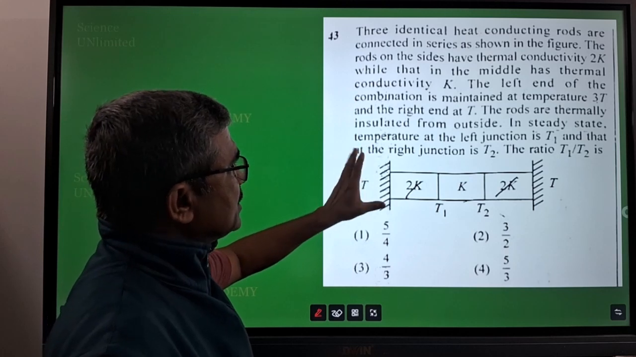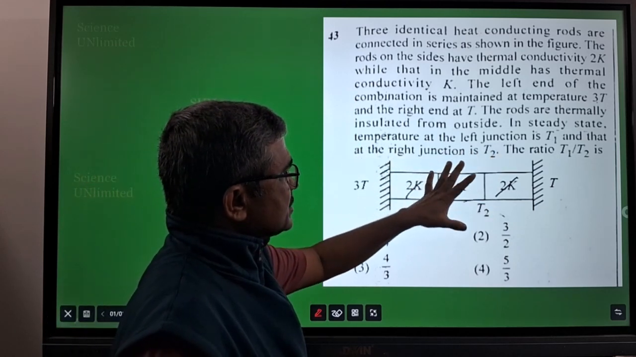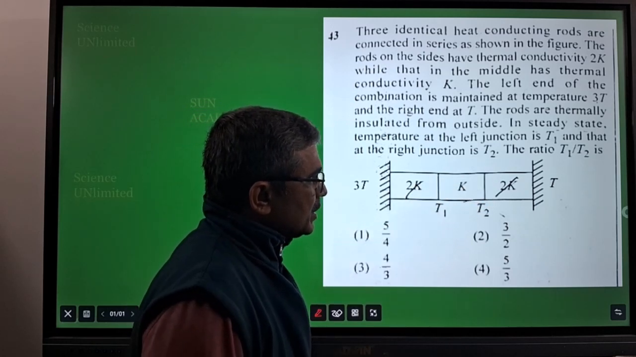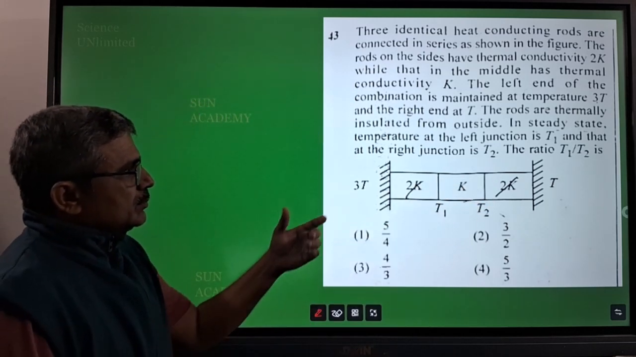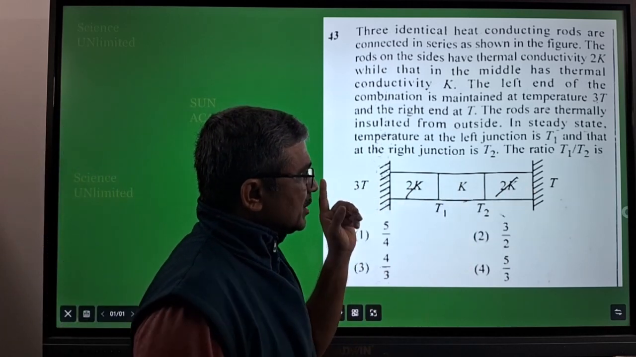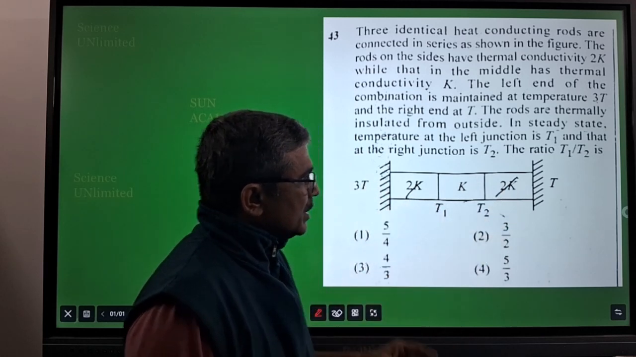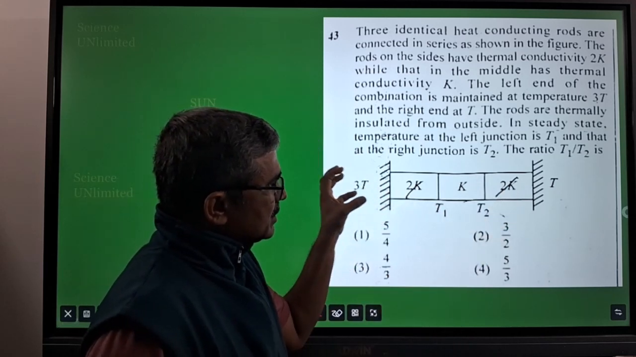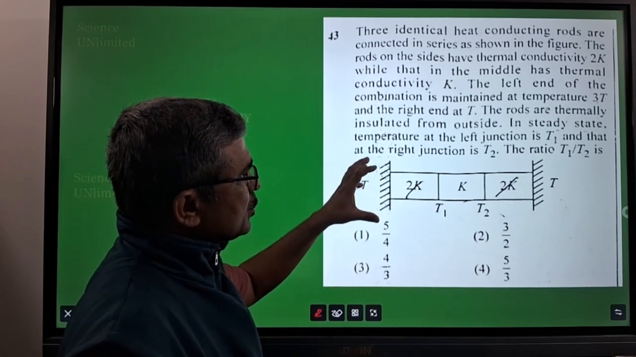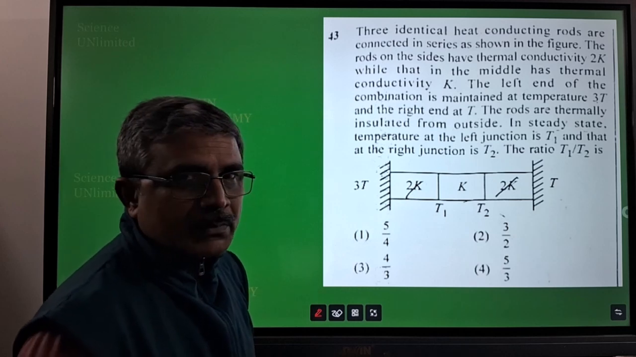In steady state, the temperature at the left junction is T1 and that at the right junction is T2. The ratio T1 by T2 is? So here, because of these different temperature regions, there may be a flow of heat from this end to that end. After steady state, every substance will get the same heat, but the storage of that heat will be different because of their conductivity.